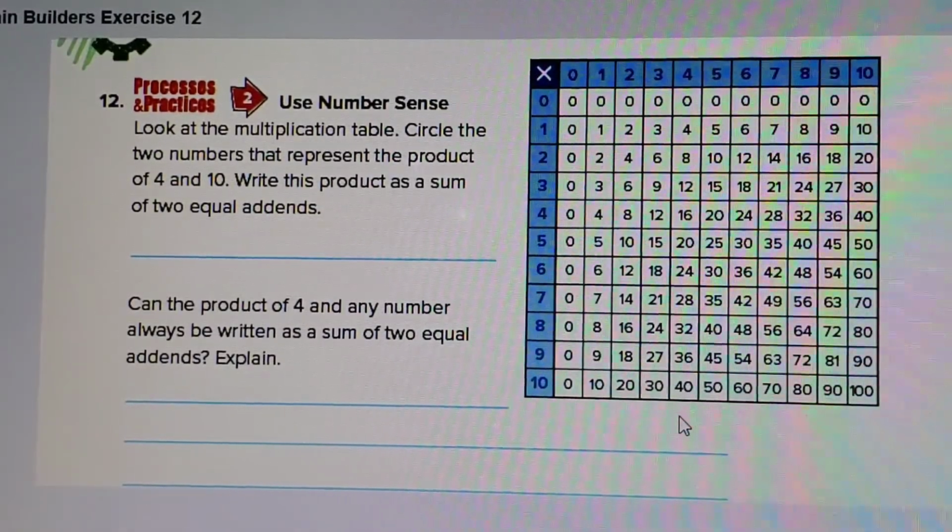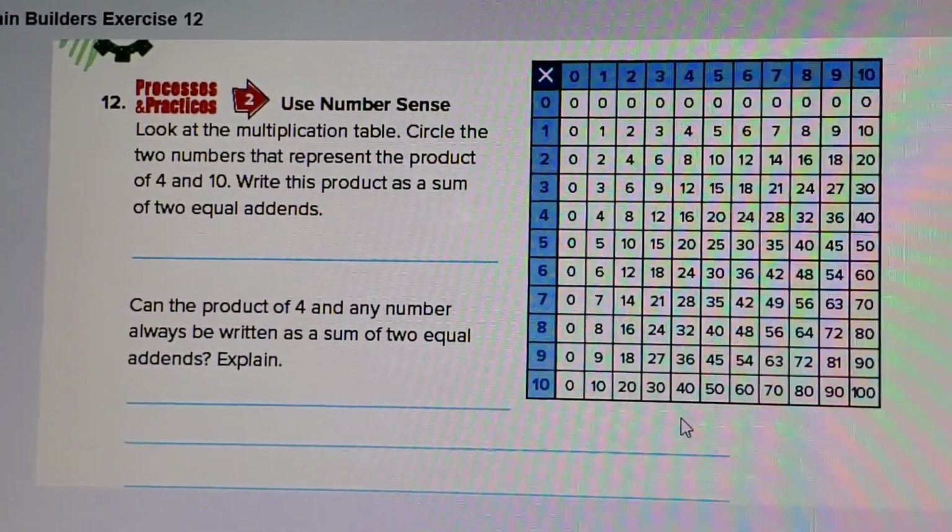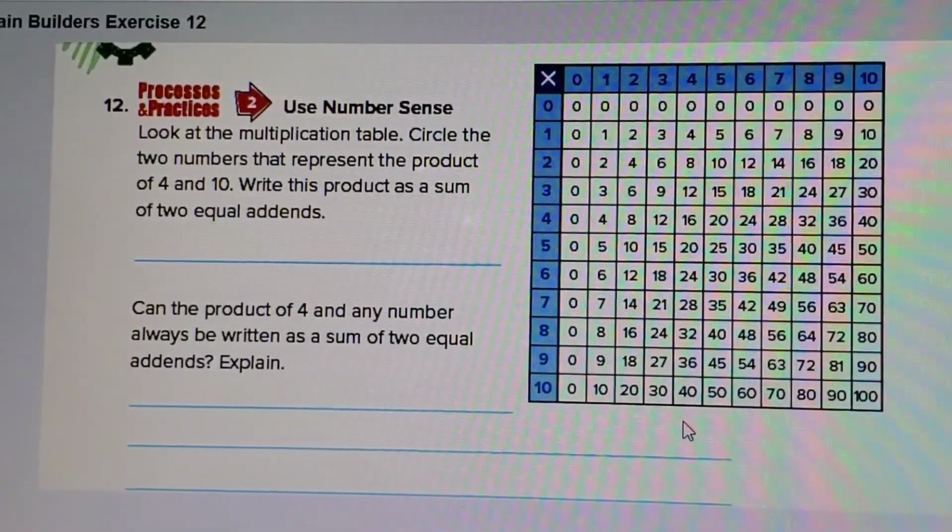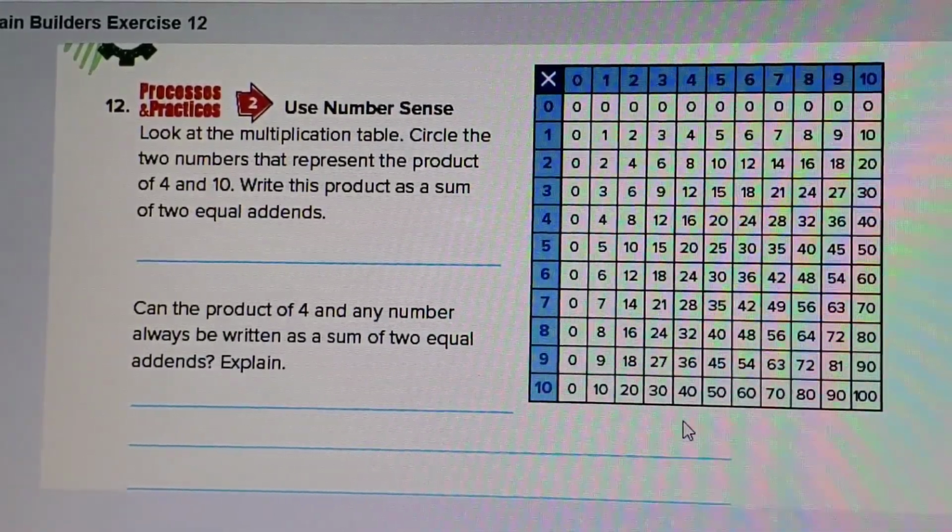Write this product as a sum of two equal addends. So if your sum or answer is 40, what number can you add to itself that would get you 40? And that would be 20 plus 20 equals 40.